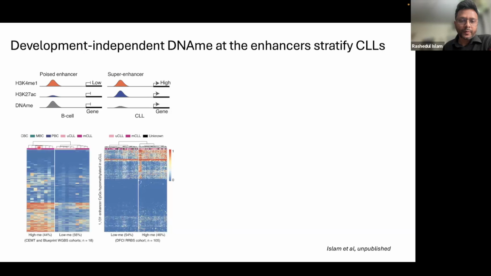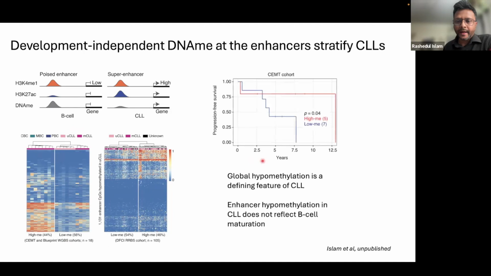And this grouping is not dependent on the conventional UCLL to MCLL grouping. Also, we reproduced the same result in a different cohort of 105 CLL cases. It formed two distinct clusters, similar to the previous one. Also, it is independent of traditional classification. Here, we also looked into the survival data, and the patients with lower enhancer methylation have poor prognosis compared to the high methylation group. So through this analysis, we have proposed a new method to group CLL cases, which is better than the conventional approach of classifying based on IGHV mutation.